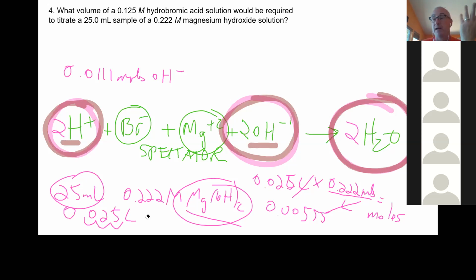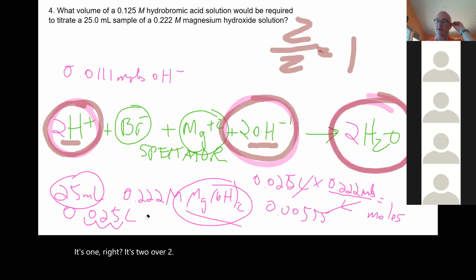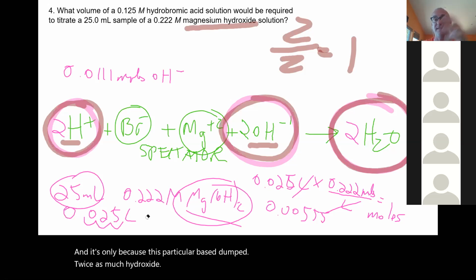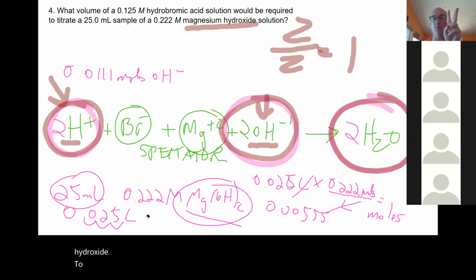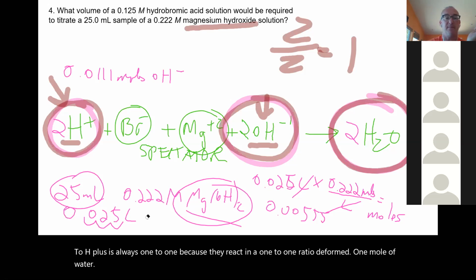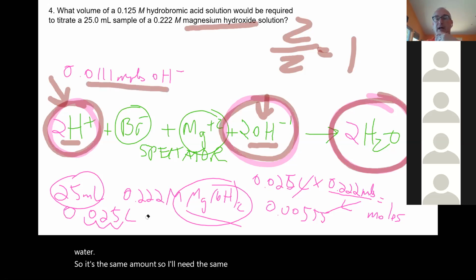Is it 1? It's 1, right? It's 2 over 2, or 1. So for every mole of hydroxide, I need a mole of H plus. It's only because this particular base dumped twice as much hydroxide, the concentration's twice as much, that I now need twice as much acid. But the ratio of my hydroxide to H plus is always 1:1 because they react in a 1:1 ratio to form 1 mole of water. So it's the same amount. So I'll need the same amount of H plus.